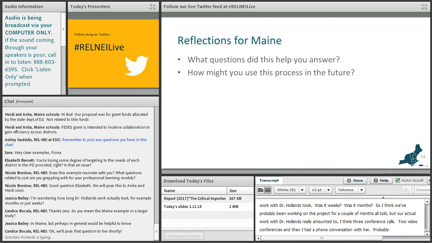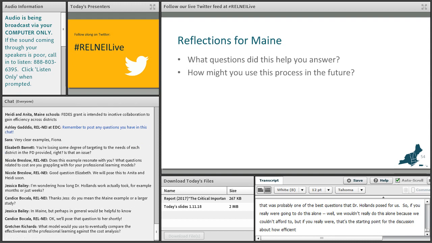And a lot of great guidance from her, just simply saying, you need to focus on this. Initially we said, this isn't a project that we could afford to do. So we had to really think about, if we really did this as individual districts, what would the costs be? That was not a question that we were used to asking, and that was probably one of the best questions that Dr. Hollands posed for us. If you really were going to do this alone, well, we wouldn't really do this alone because we couldn't afford to, but if you really were, that's the starting point for the discussion about how efficient you can be if you work together.